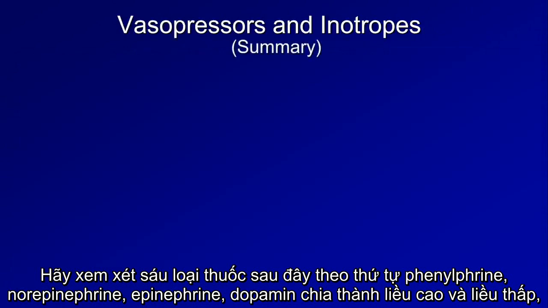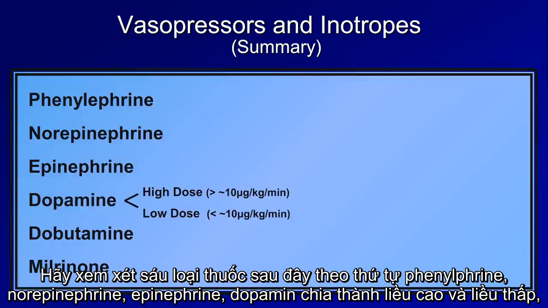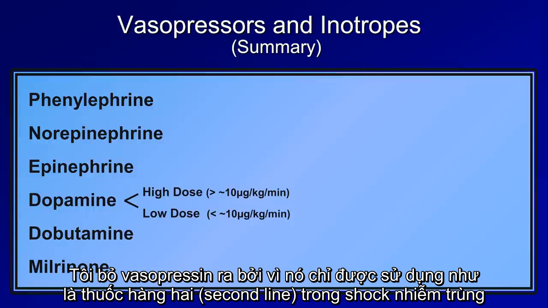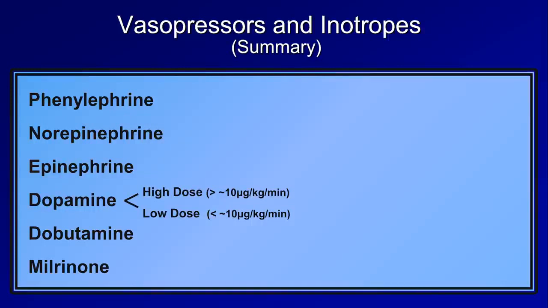Consider the following 6 drugs in this order: phenylephrine, norepi, epi, dopamine separated into high and low doses, dobutamine, and milrinone. I've left out vasopressin because it's only used as a second-line agent in septic shock, and I've left off isoproterenol because it's not used in shock at all.